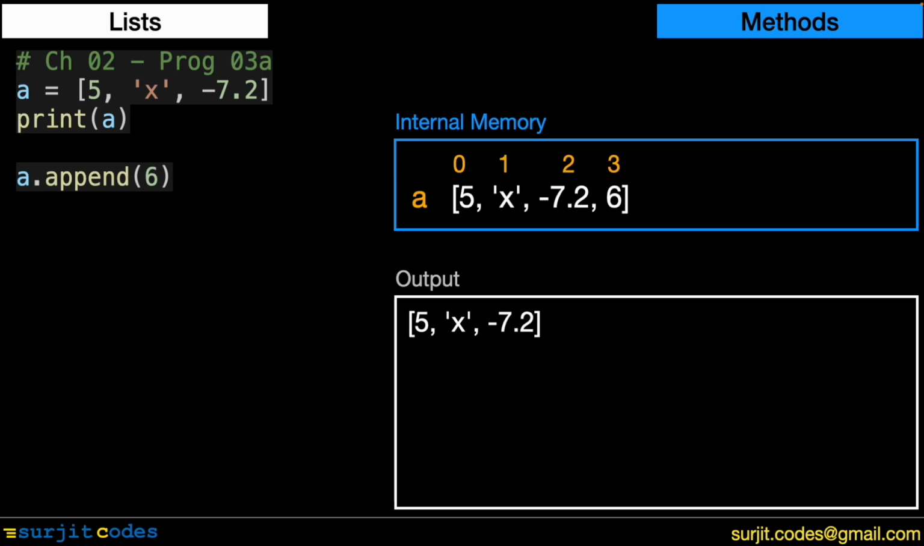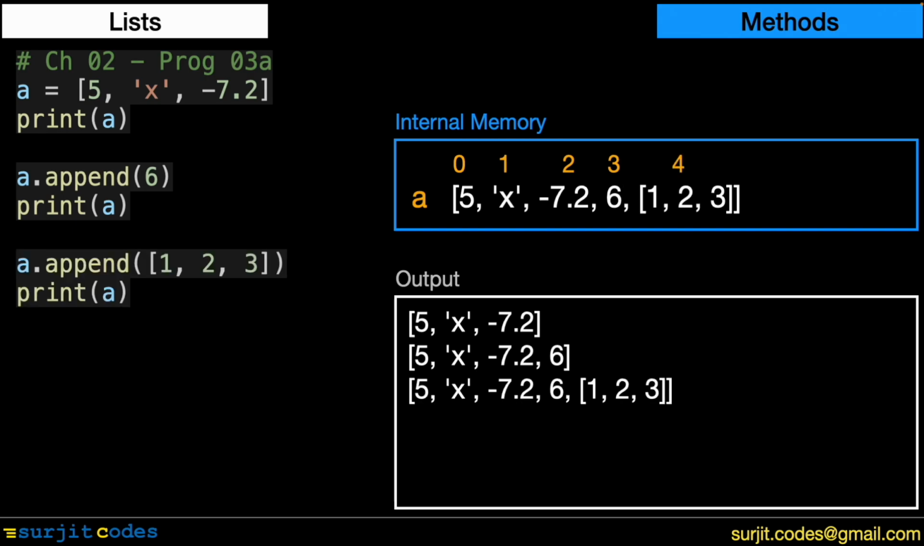Append method adds an item at the end of the list. So index of the new item is 3. Let us print the list again. Length function will now show 4 items and not 3.